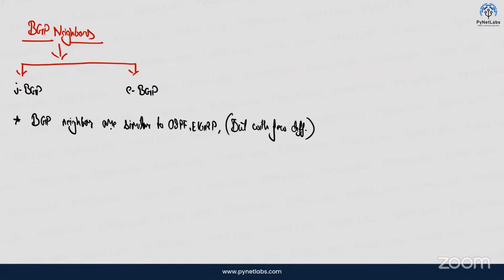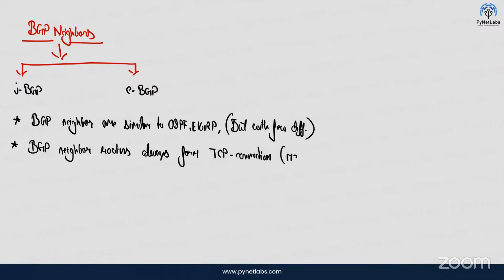And now what are the few differences we have here about iBGP and eBGP? These BGP neighbor routers always form TCP connections for exchanging the BGP updates. BGP neighbor routers always form TCP connections using the port number 179 for exchanging the updates.